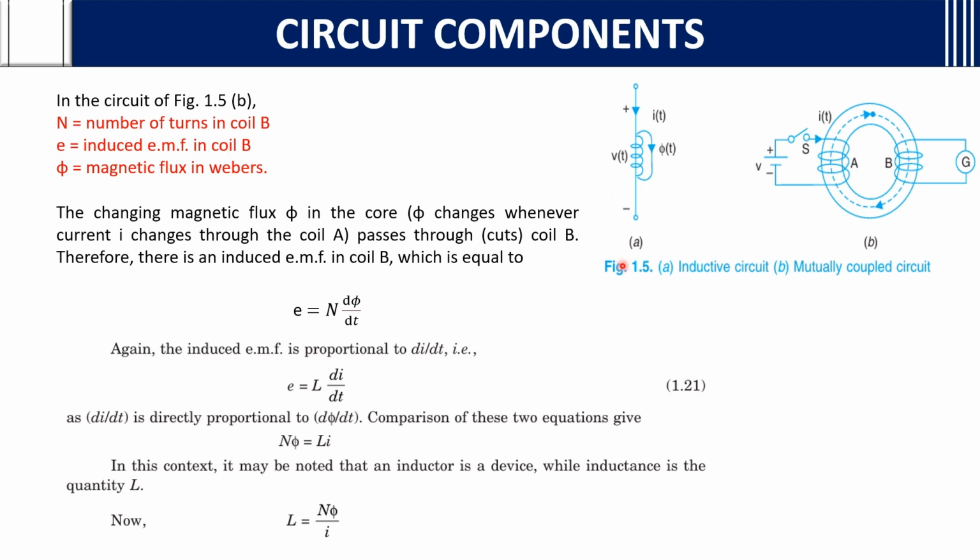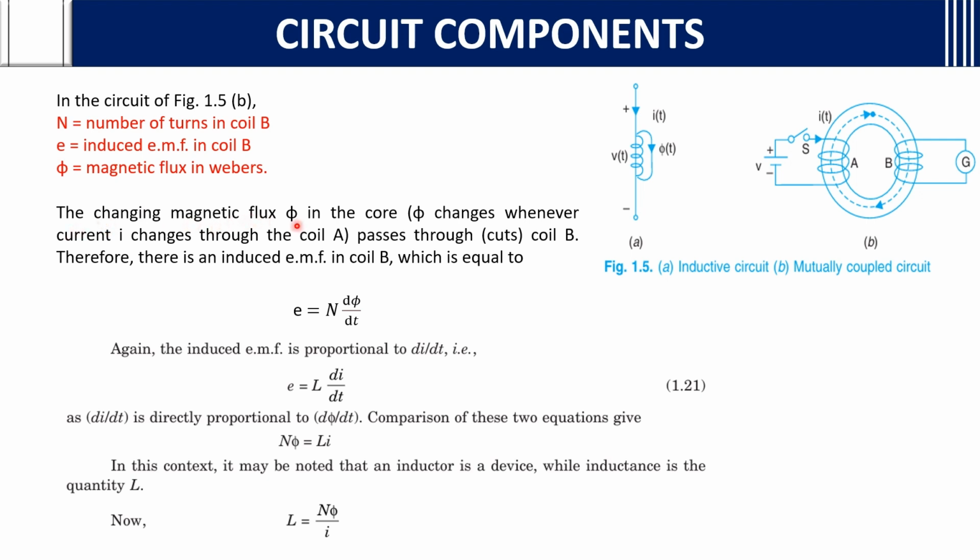In the circuit, you can see N is the number of turns in coil B, and E is the induced EMF in coil B. These are the turns of coil B and the induced EMF. Phi is the magnetic flux in Webers, as we have already seen.